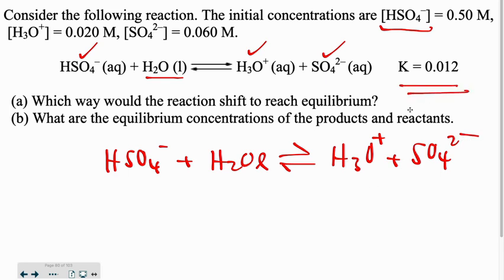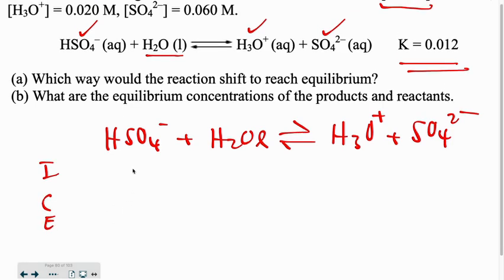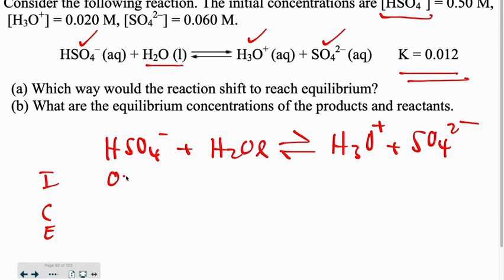And your Kc is 0.012. So what they did was, if I set up my ice table here very quickly, the initial concentration of my HSO4 minus is 0.5. The initial concentration of water, obviously we're not going to include that because, like I said, that does not get included in your equilibrium expression. The concentration of this guy is 0.020, and the concentration of this guy here, the last one, is 0.060.